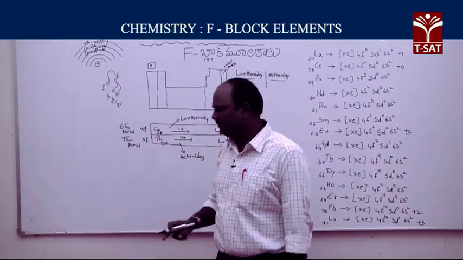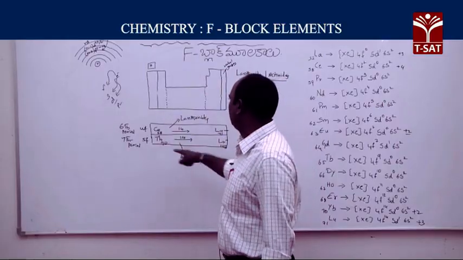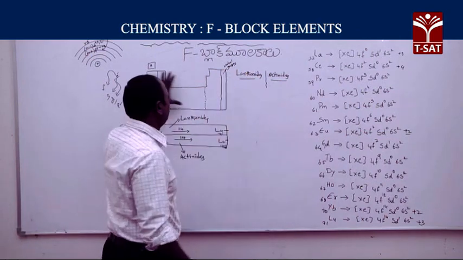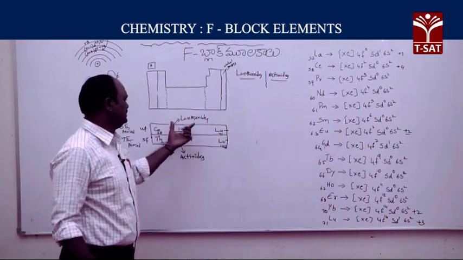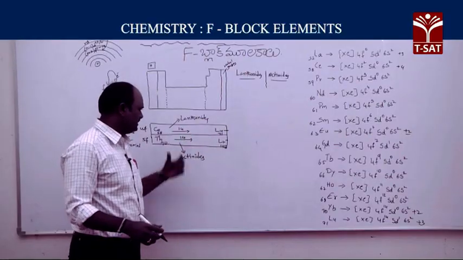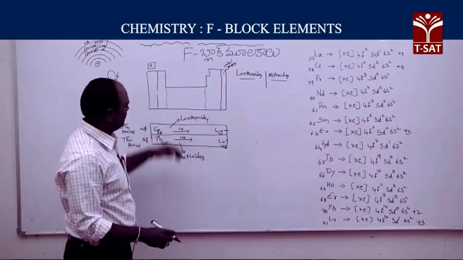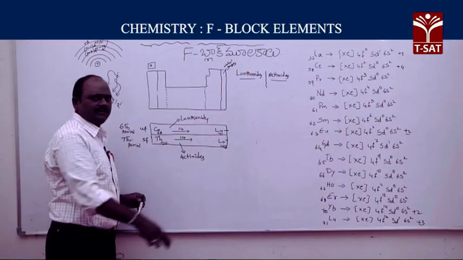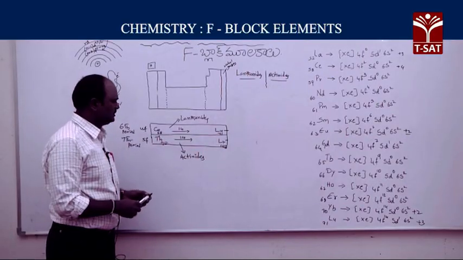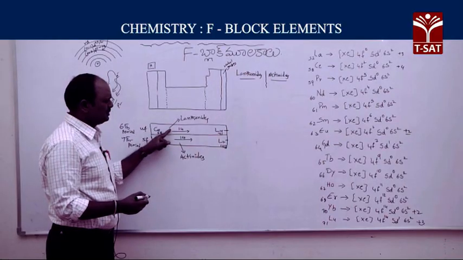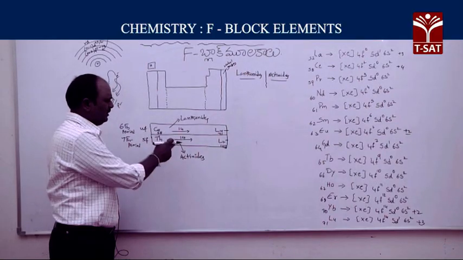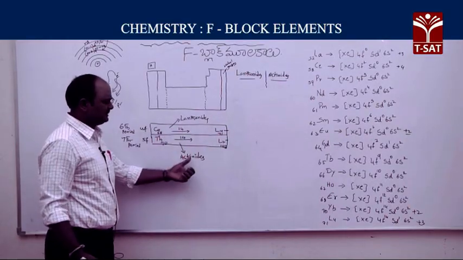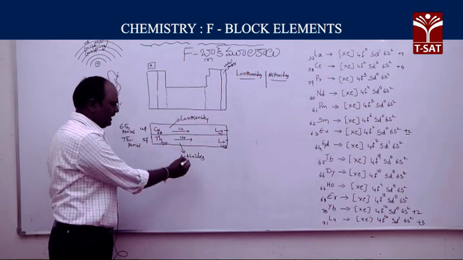Before learning about f block elements, first observe here. This is the outline diagram of the periodic table. Here this is the main body. Below the main body of the periodic table, the f block elements are kept. Here these f block elements are arranged in two horizontal rows. This is the first horizontal row, this is the second horizontal row. The first horizontal row is nothing but lanthanides, and the second horizontal row elements are called actinides.